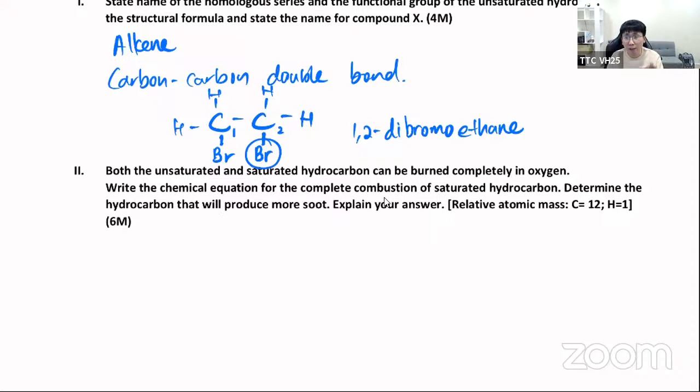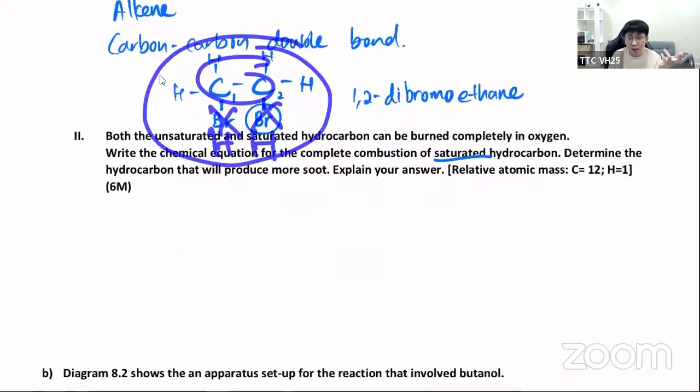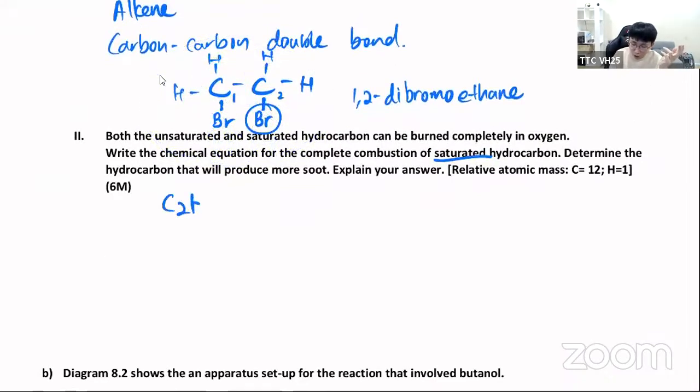Okay, first thing, let's try to write the equation for the saturated hydrocarbon. So saturated is technically after adding H2. Imagine just now was C2H4. Guys, after adding H2, what do you form? C2H6. So the diagram is supposed to be similar to this, just that just now we have Br2. Now I add H2, I take this away, I put in H and H. So it's C2H6 in total. So from here, the equation will be C2H6 plus oxygen.